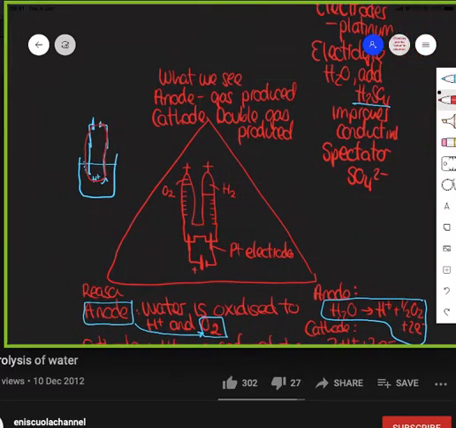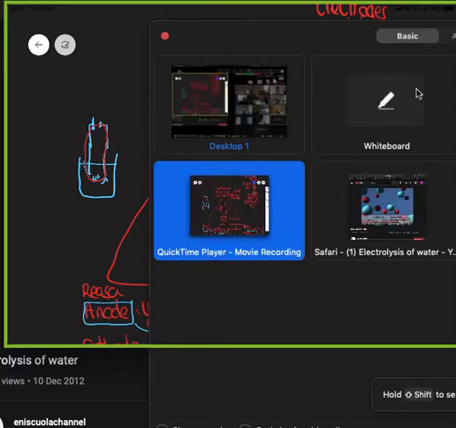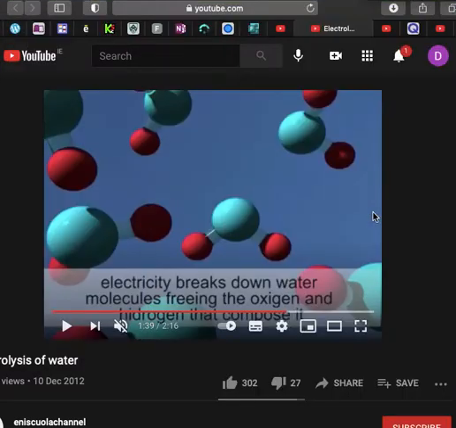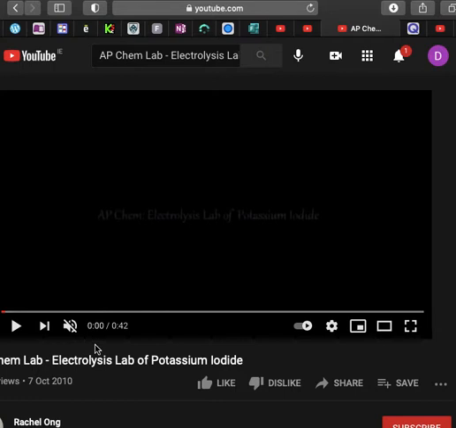Okay, so we go on to the third one. These two are a little bit weird, because the spectator ions now can play a part in this. So I need to change my share, new share, and we go to this. I think it's this one. We're now looking at electrolysis of potassium iodide in water. And in this, we put phenolphthalein into this solution.